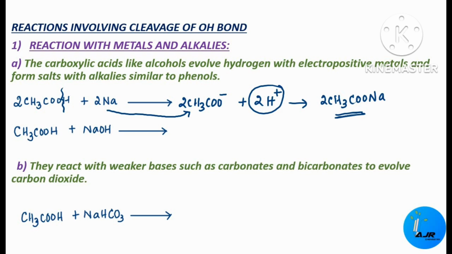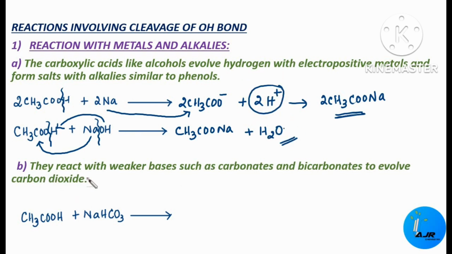Now, let us see the next reaction, that is acetic acid reacting with alkali, that is sodium hydroxide. So let us see what happens here. Again, this gets cleaved like this. OH combines with this hydrogen and the Na combines here. So we are getting the product like this: CH3COONa, sodium salt of acetic acid, plus water molecule. So water molecule is released. So this reaction is a little different. Whereas here hydrogen is evolved, here water molecule is released.